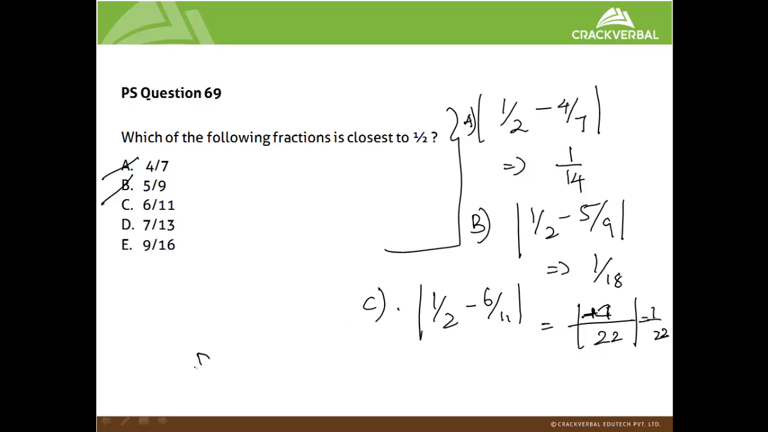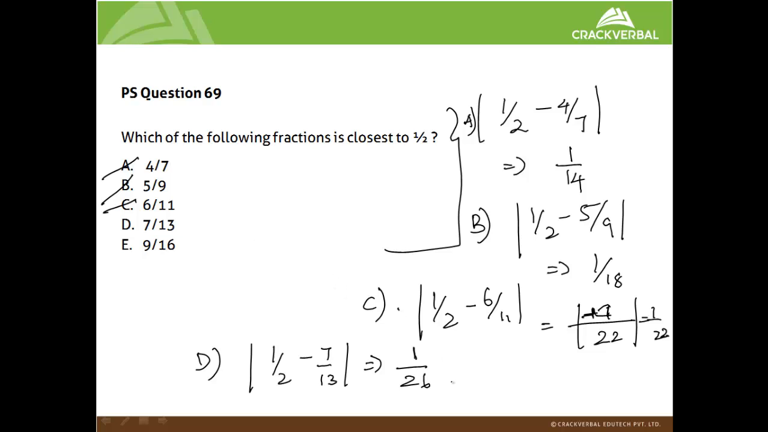Answer choice D: 7 by 13. Half minus 7 by 13, the LCM of 2 and 13 is 26. In that case, 13 here and 14 there, so you get 1 by 26 as the value. So 1 by 26 is smaller than 1 by 22, and we can eliminate answer choice C as well.